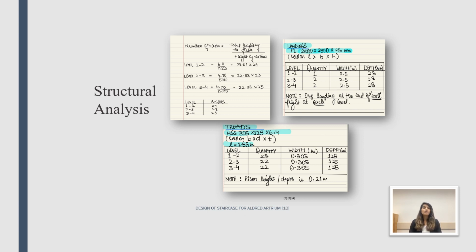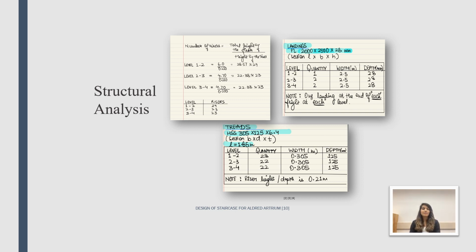Going forward with the design of the tread plates, an HSS 305 x 125 x 6.4 was opted for since it satisfies the minimum width requirement of the code, which is that a tread plate shall be no less than 220 mm wide. To go for a factor of safety and provide a wider tread, a tread plate of 305 mm width was opted for.